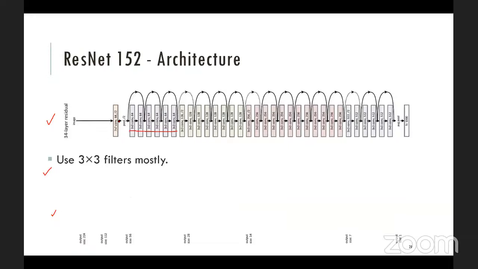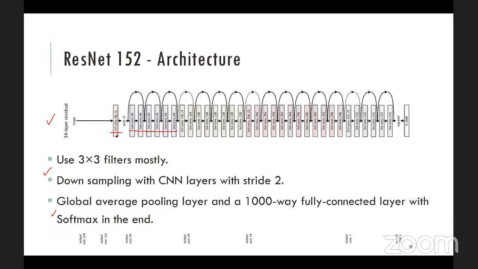So when we say this ResNet 152 architecture, if you look here, most of the filters are 3x3, except this 7x7, right? And here we do downsampling, that is with stride 2. And then, instead of max pooling, we use global average pooling, right?